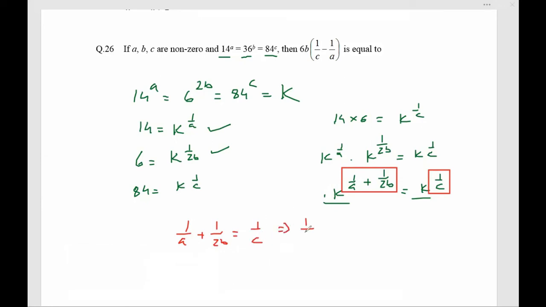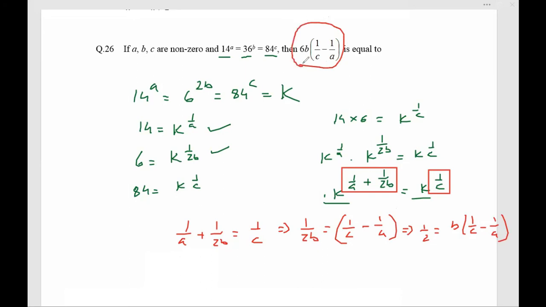That will give you 1 by 2b is equal to 1 by c minus 1 by a, or half is equal to b into 1 by c minus 1 by a, which is almost like the left hand side, almost like the given expression. So now we'll multiply both sides with 6. So 6b into 1 by c minus 1 by a is equal to 6 by 2, that is 3. So correct answer is 3. This was a TITA type question. No options were available. Correct answer was 3.